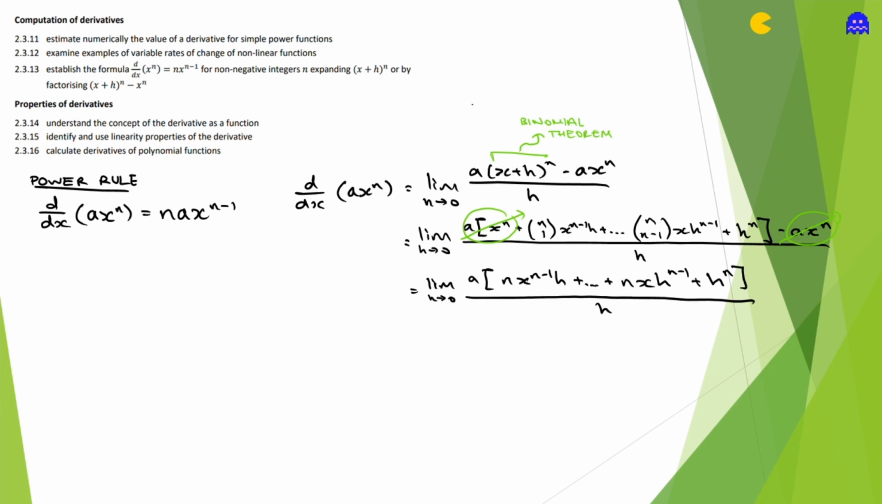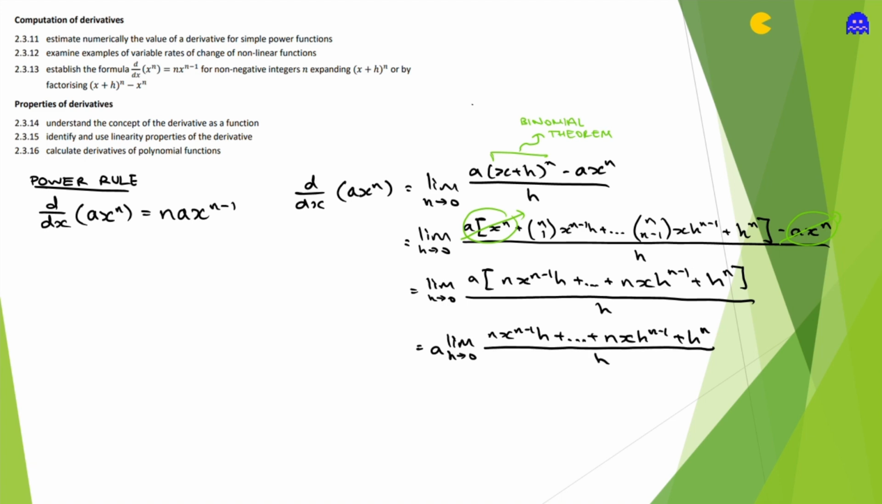We can also take this a value out the front of the limit because it's not influenced by this h tending towards 0 at all. So we have a, the limit as h tends towards 0, of n x to the n minus 1 h plus n x h to the n minus 1 plus h to the n, all over h.